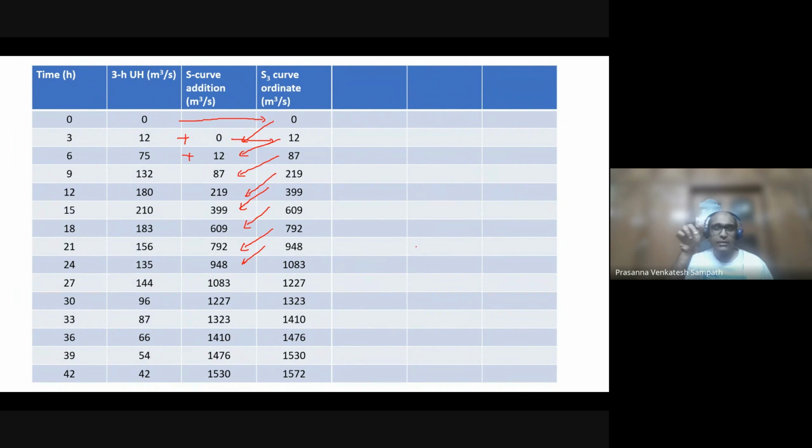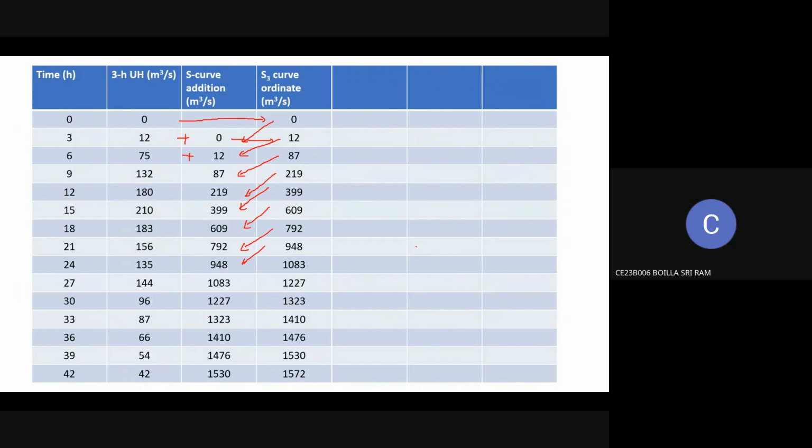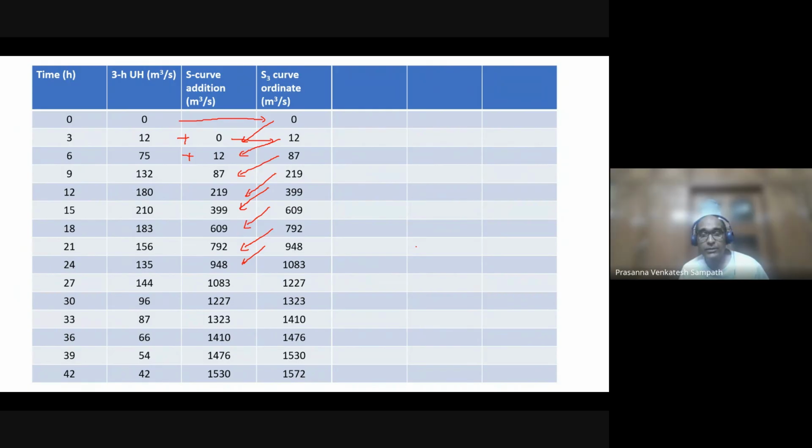So in general, S_D, if I put D there, that D denotes that it is an S curve constructed from a D-hour unit hydrograph. Okay. So in this case, it's a 3-hour unit hydrograph. So I say S3. Okay. Yeah. Sriram, what should I do next? Lagging by that time gap we required. How many hours is it? We require a 9-hour unit hydrograph, right? So we should lag it by 9 hours. 9 hours. Thank you very much. So the S3 curve lagged by 9 hours.